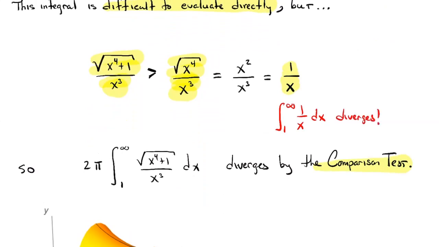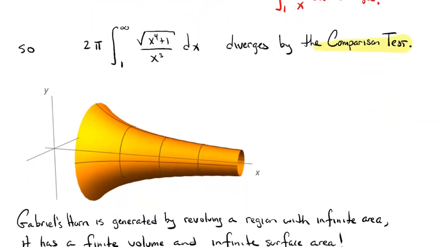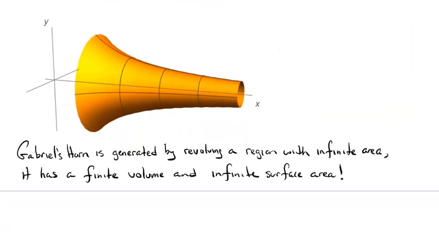Nice. So to wrap it all up, this object is this interesting thing, Gabriel's horn, Torricelli's trumpet, whatever you want to call it. You generate it by revolving a region that has infinite area. So the region R had infinite area. We revolve it around an axis and we get something with finite volume, but it has an infinite surface area. So it's this interesting object.